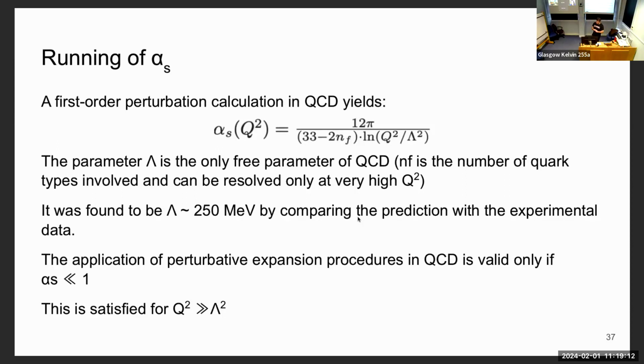You can see a few parameters there, including lambda, which is the only free parameter of QCD. In this picture, NF is the number of quarks involved, which can be resolved only at very high q squared, so that's the kind of resolution you can use to study the quarks. So lambda is the only free parameter, and it's a sort of threshold. If you pass lambda, you can move into a perturbative behavior of the theory, and study the constituents as if they were free. But if you don't pass that, you are at high values of alpha s, so it's almost impossible to do that.